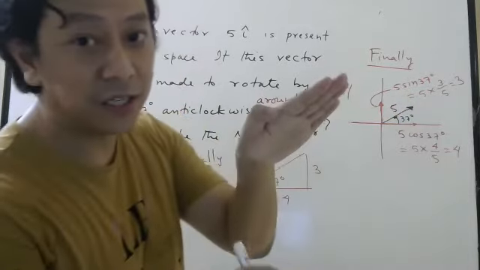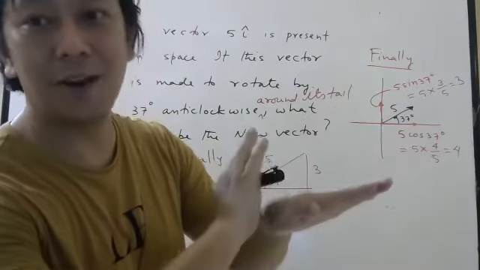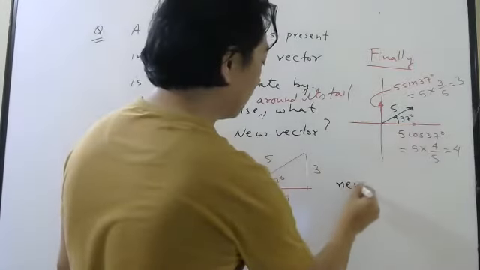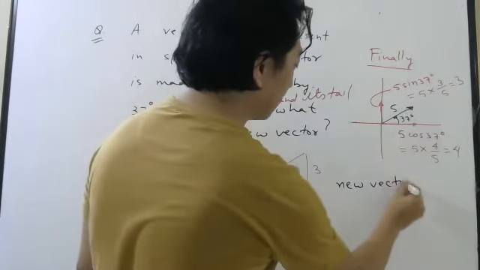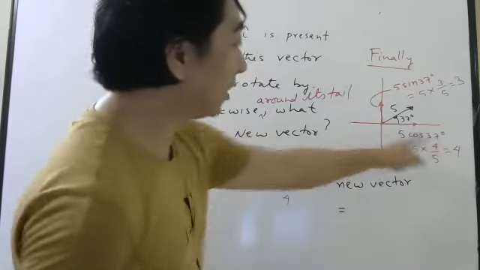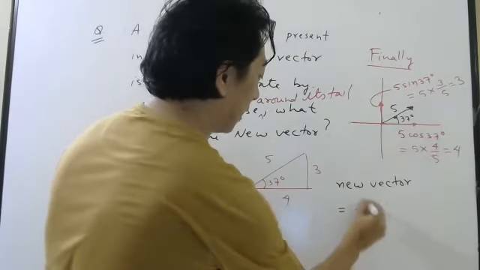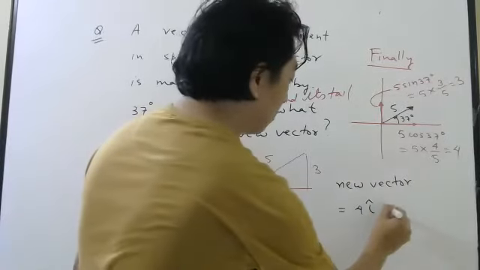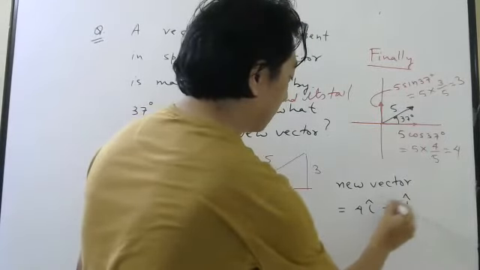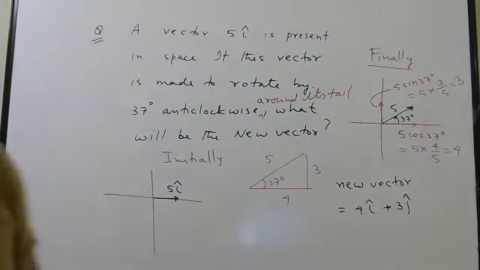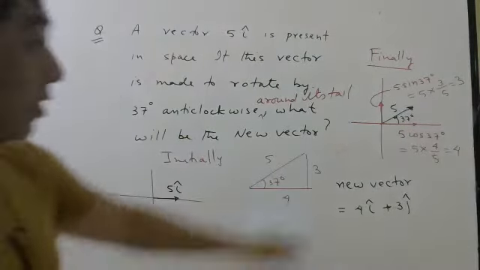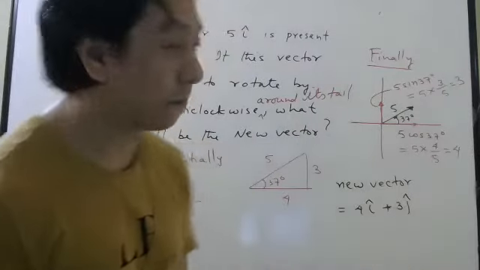So after rotating it by 37 degrees, since the vector is neither along x nor along y, it will have both components. The new vector will be: x component is 4, so 4i cap along the positive x-axis, plus y component 3j cap. You have to write the plus, because this is a vector. You always write a vector this way.